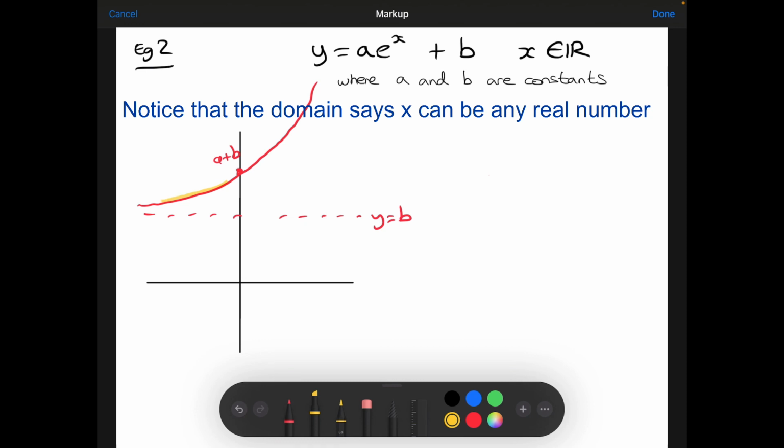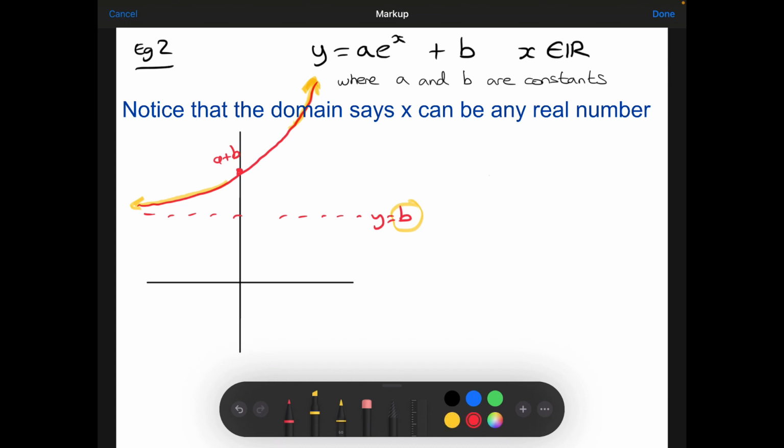Well, the smallest, I can see down here, it's getting closer and closer and closer towards the b asymptote. It will never equal b, because it can't touch the asymptote, but it will get closer and closer towards b. The largest value, well, it goes up and up and up forever. There's no upper limit to the range in this question.